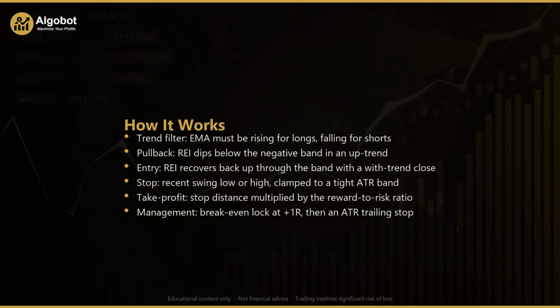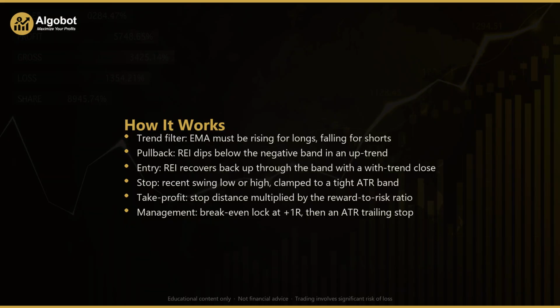Next comes the pullback itself, measured by the Range Expansion Index over its summation length, which defaults to 8. In a healthy uptrend, a normal dip drives the oscillator down into negative, oversold territory, below the negative range expansion threshold, which defaults to 40. The actual entry condition looks for a recovery. On the previous bar, the reading was below -40, and on the current completed bar, it has climbed back up to or through -40, and that bar closed higher than it opened. When all of those line up, the strategy signals a long.